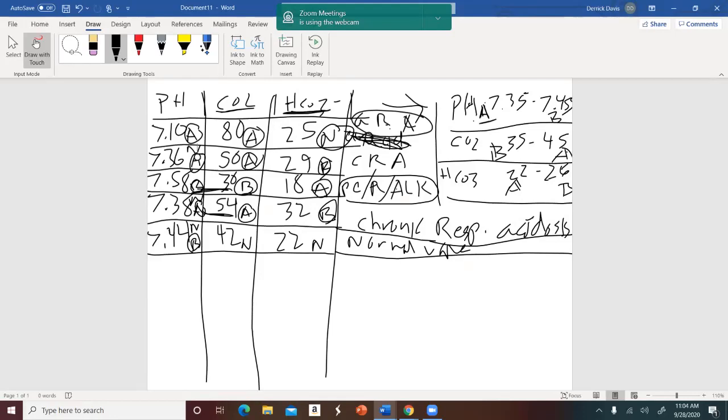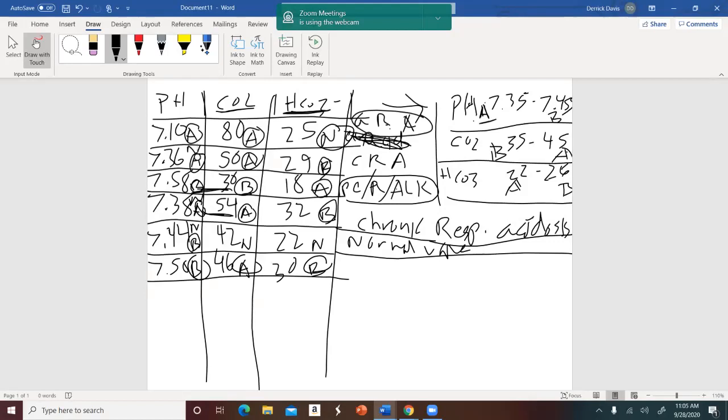All right, so let's try another example here. That was a pretty straightforward one. 7.50, CO2 of 46, and a bicarb of 30. Okay. 7.50 is basic. A CO2 of 46, ooh, it's just barely above it, but it's acidic, right? 35 to 45 is your normal. And then a bicarb of 30 is basic. All right, basic, acidic, basic.